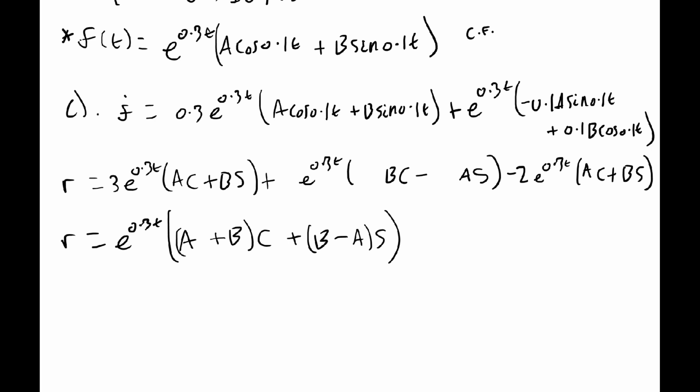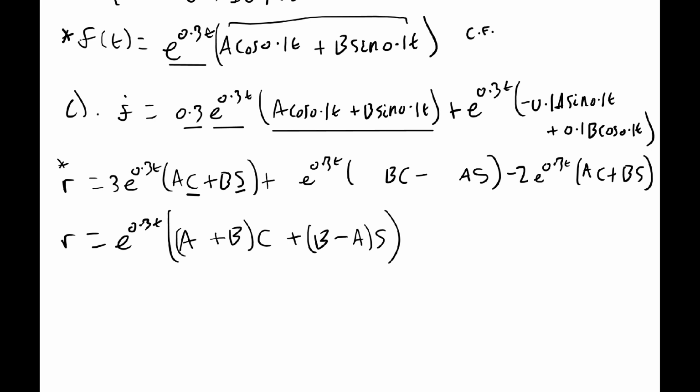So e to the 0.3t, differentiate that, you get 0.3 e to the 0.3t. That's then multiplied by the bracketed expression, plus e to the 0.3t, just unchanged, multiplied by the derivative of this bracketed expression, which is minus 0.1a sine 0.1t plus 0.1b cos 0.1t. And then I've used a shorthand: I've just let c be the cos term and s be the sine term. And then it's a lot easier to see what is going on.